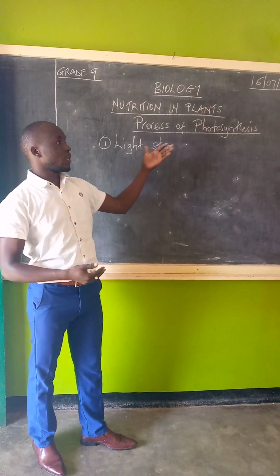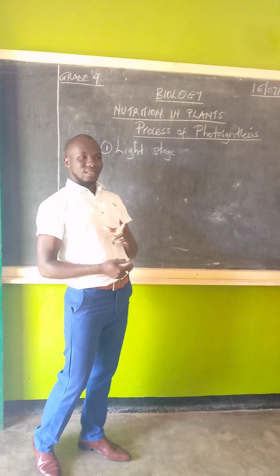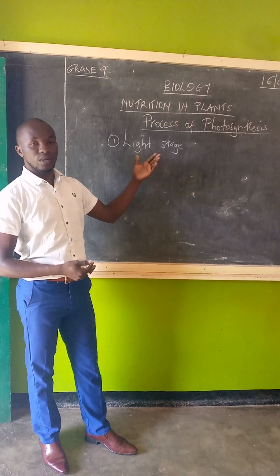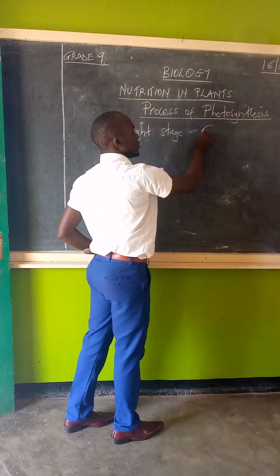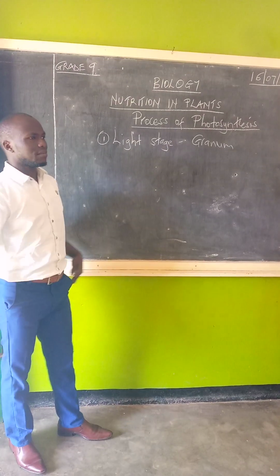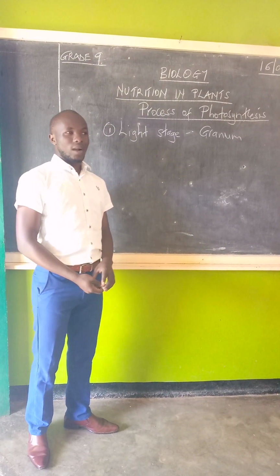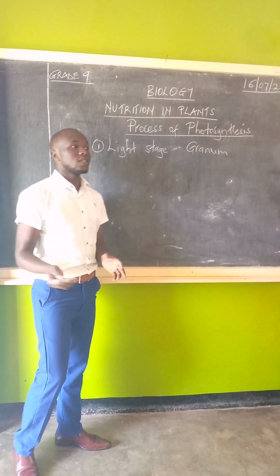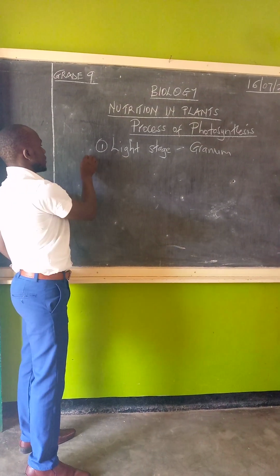So in our last class, we drew the structure of the chloroplast. In that structure, we saw two basic organelles. One we saw was the stroma, and the other one we looked at was the granum. So the light stage basically occurs in the granum, and in the granum, that is where photolysis occurs. Photolysis is the general breakdown of water molecules into hydrogen and oxygen. So we are saying that in the light stage, water molecules are broken down.